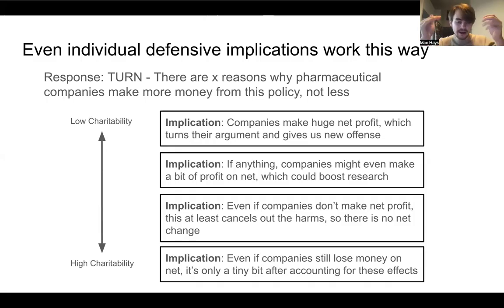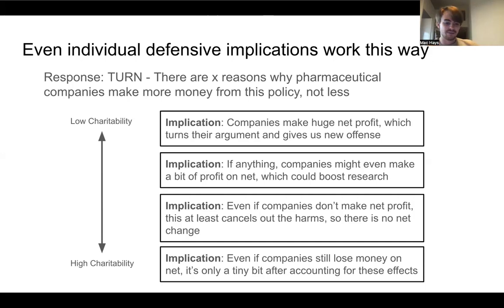Or I could go one layer down and make it slightly higher charity. I could say, fine, if anything, maybe companies don't make a huge net profit, but they might make a little bit of profit on net, which could boost a little bit of research. This probably isn't huge offense for me. I might not go for this as a voter, but it means that if they want to go for this, they're going to have a very hard time because I could still turn it.